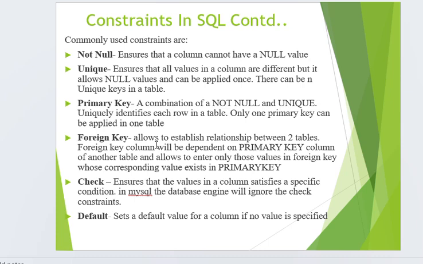Now foreign key is one more thing which applies in a relational database, and allows you to establish a relationship between two tables. This is the key which allows establishing a relation between two tables or more than two tables. A foreign key column will be dependent on the primary key column of another table and allows entering only those values in the foreign key whose corresponding value exists in the primary key. Let me make it clear here.